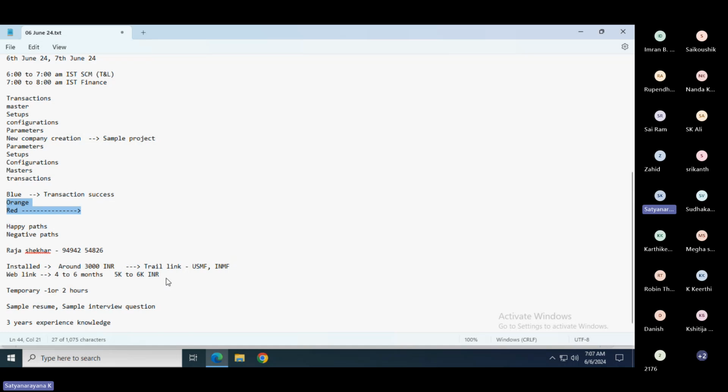So for environment access, you can approach Rajashekar. His number is 94942548826. He will install it on your laptop. He will take some money and provide the environment for practicing. If your laptop is not supporting, you can purchase WebLink. He will arrange this one. So for these two, you can approach that guy.